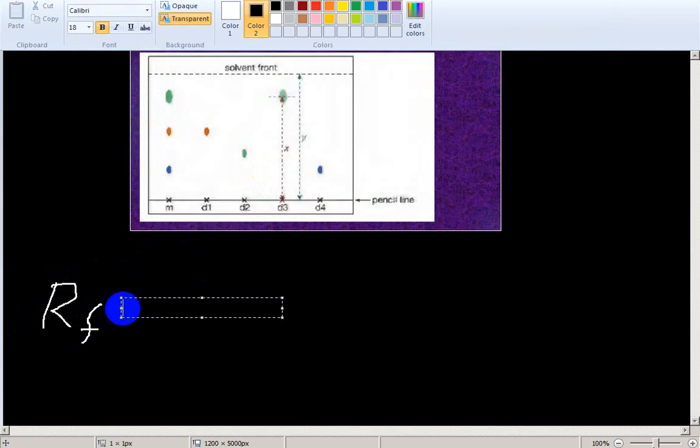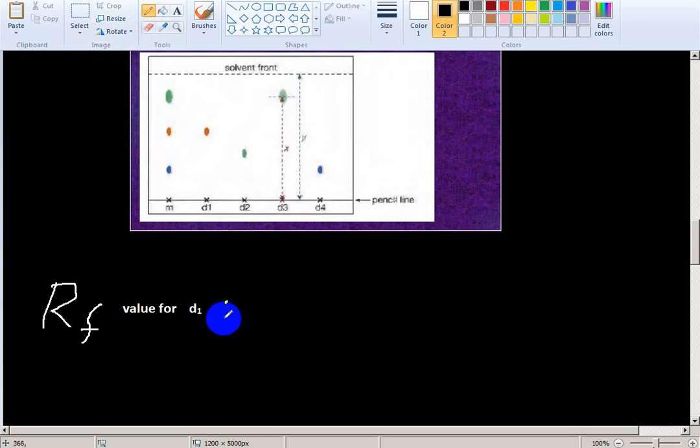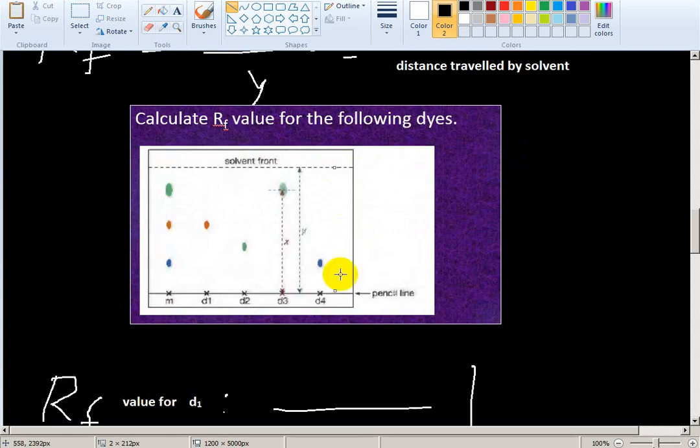RF value for D1. Okay, so for D1 we collect the RF value. We know the RF value is equal to the distance traveled by the solute divided by the distance traveled by the solvent. So I'll take a scale and measure these distances, from the baseline to this point, using the scale.